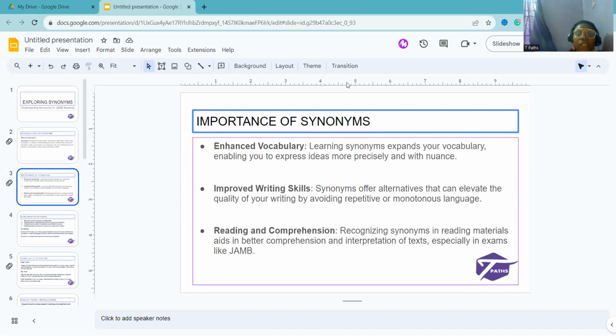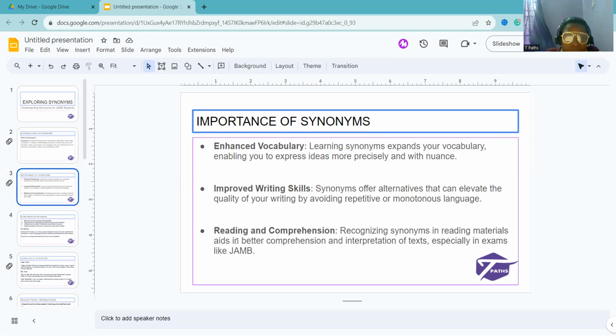Yeah, synonyms help you to have varieties of words in your word bank, making your passive vocabulary active. Another thing it does is that it improves your writing skills. When you're writing an essay, you're writing an email, it's always important you show your flexibility in terms of your vocabulary. So synonyms help you improve it. It reduces redundancy. It offers alternatives that can elevate the quality of your writing by avoiding repetitive or monotonous language.